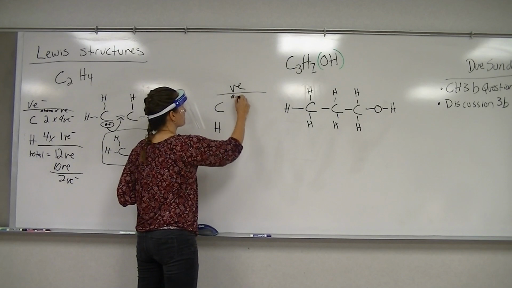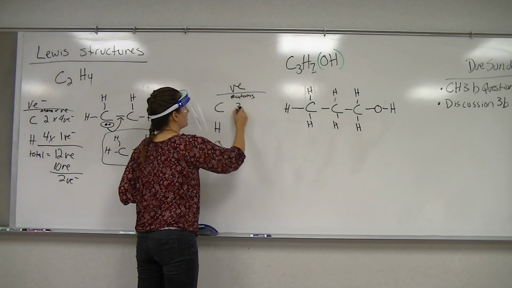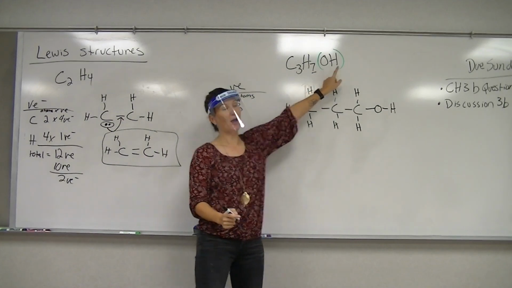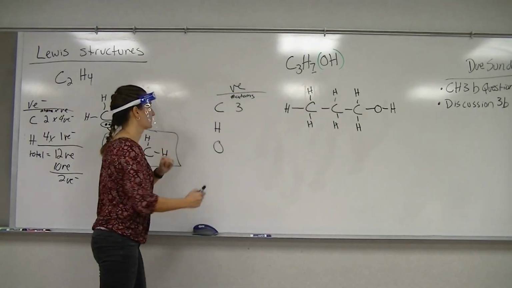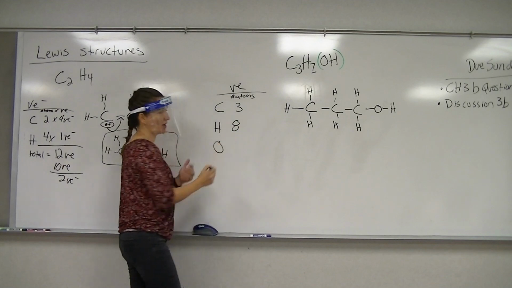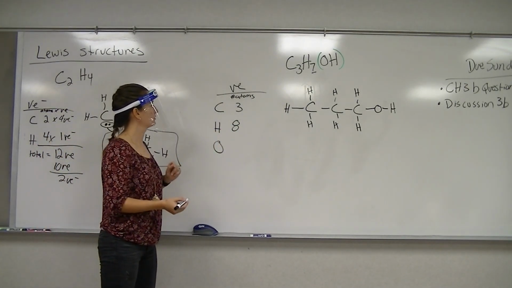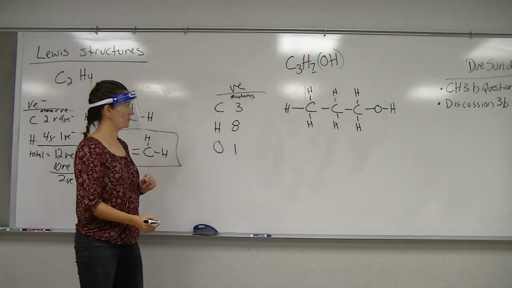Carbon is 3. Yep, we're looking at the formula. The hydrogen's tricky because you have 7 here, but you can't forget about that one. So how many total hydrogens? 8, because we can put them together when we're trying to figure out just how many. And then oxygen, just 1. There's no subscript after it, so it's just 1.